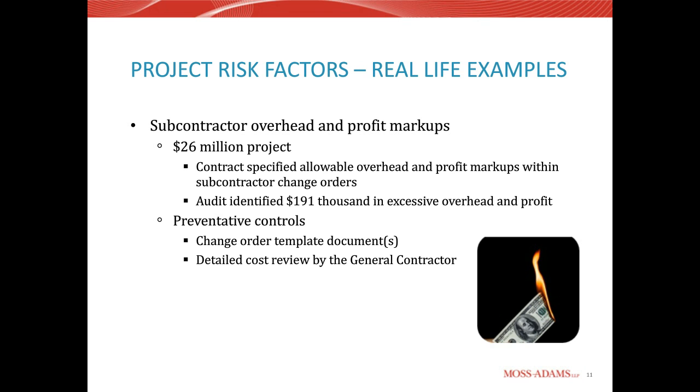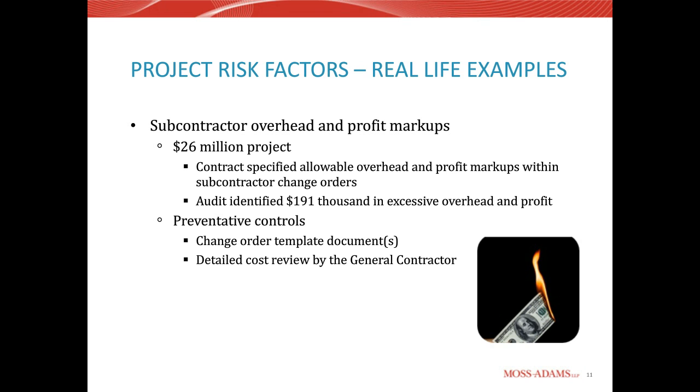So this particular example allowed 15%, mostly covering home office related costs of that subcontractor, including cell phones, auto allowances, different components such as that. And within their change orders, they actually ended up charging somewhere between 20 and 30% depending on the subcontractor.